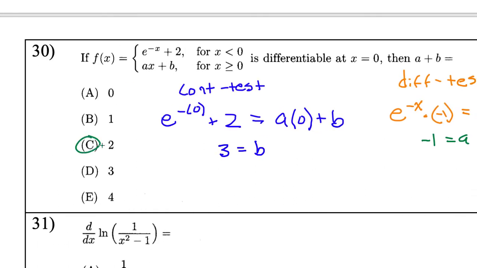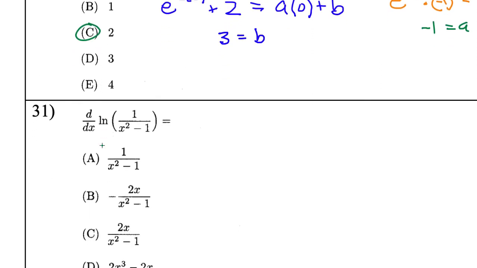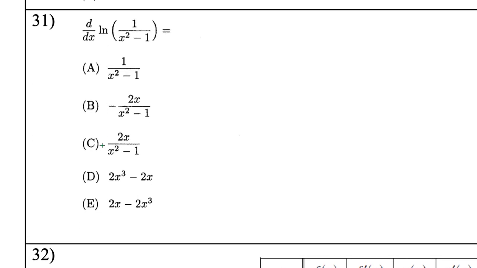On to number 31, unless anyone wants to hold up their hand, put on the brakes, slow down a little bit. All right, number 31. Ooh, natural log. So I'm taking the derivative. Derivative of natural log, you basically turn that into a slash and 1 over whatever the inner was, right? So it's going to be 1 all over, 1 over again, x squared minus 1.